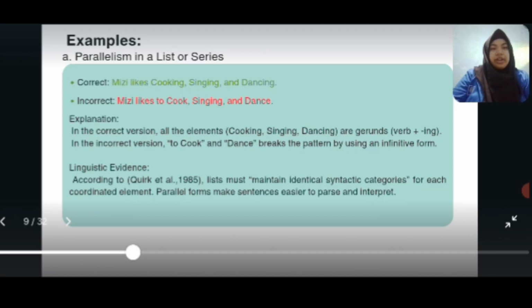According to Quirk et al. 1985, lists must maintain identical syntactic categories for each coordinated element. Parallel forms make sentences easier to parse and interpret.